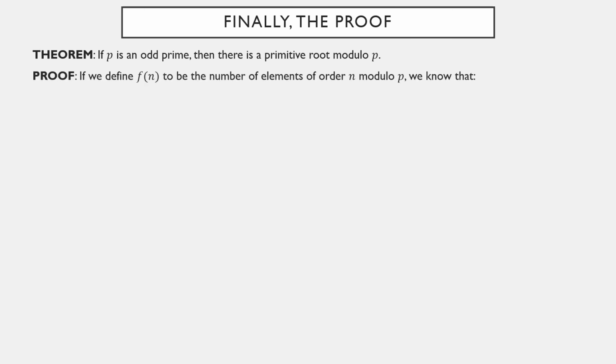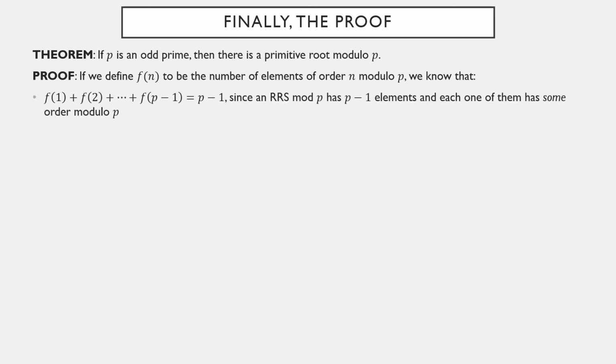At long last, we can present the proof. If p is an odd prime, there is a primitive root mod p. So we're going to continue with f of n being the number of elements of order n mod p. First observation. How many elements are there in a reduced residue system mod p? There are p minus 1 of them. Each of them has an order. So if I count how many have order 1 plus how many have order 2 plus etc., I will count every element once because its order has to be somewhere in here. So every element has an order. There are p minus 1 elements, and here I count all of them once, depending on what its order is. So the sum of all of these f values must be equal to p minus 1.